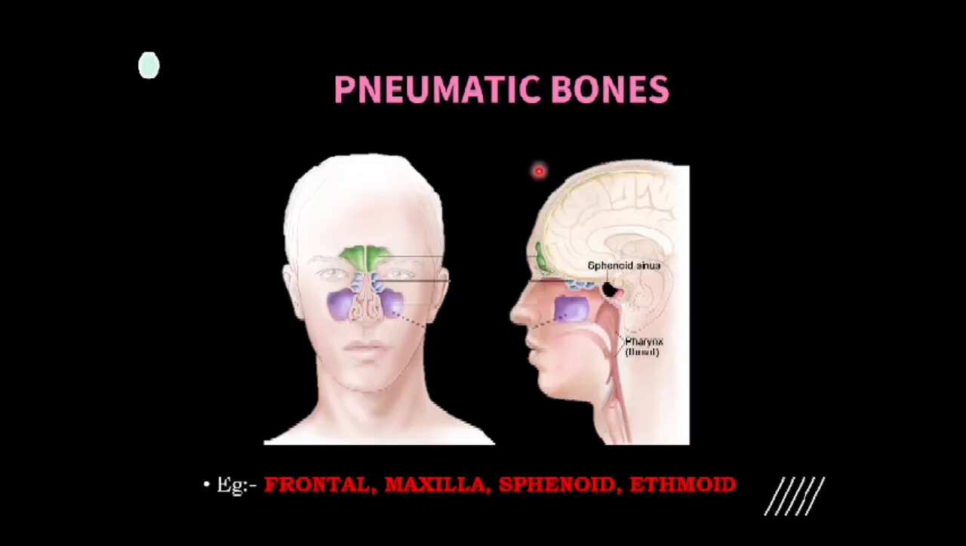Next is pneumatic bones. So you know that pneumo means air. So that means these bones contain air-filled spaces that are lined by mucous membrane. And these bones are confined in close proximity to the nasal cavity. These include the frontal bone, maxilla, sphenoid bone and ethmoid bone, and corresponding to that you get the sinuses like frontal sinus, maxillary sinus, sphenoidal air sinus and ethmoidal air sinus.